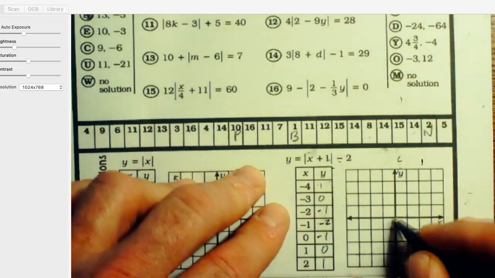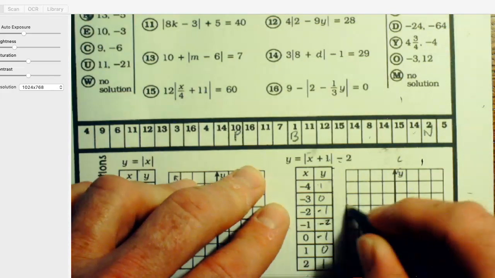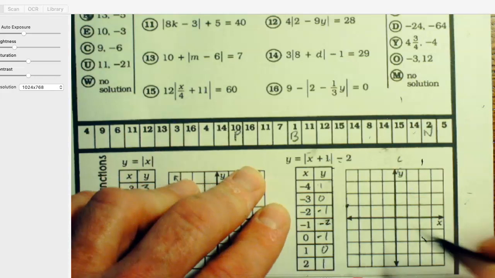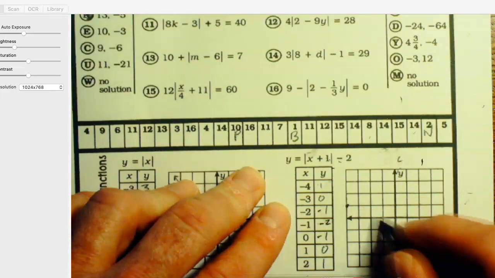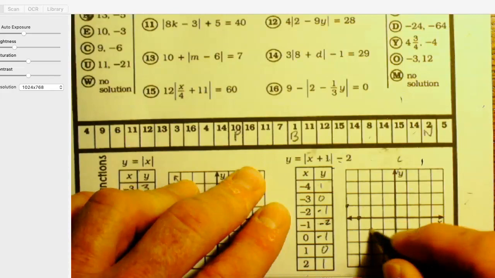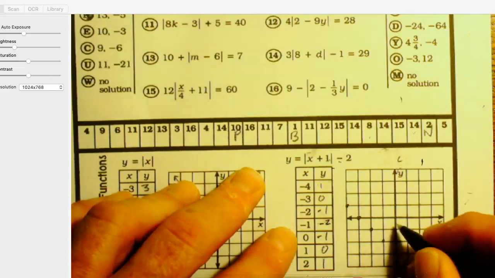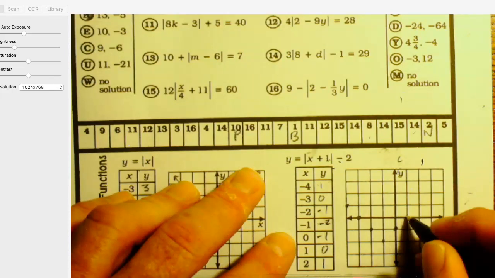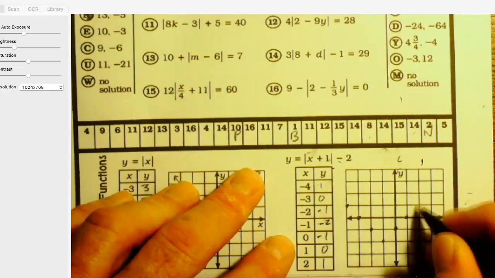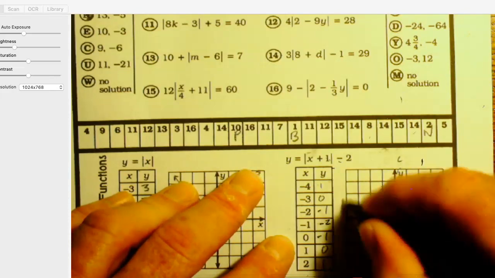Negative 4, 1. Negative 3, 0. Negative 2, negative 1. Negative 1, negative 2. Then you got 0, negative 1. And you got over 1 and up 0, and you got over 2 and up 1. So you get this V formation here again. All right, good luck.